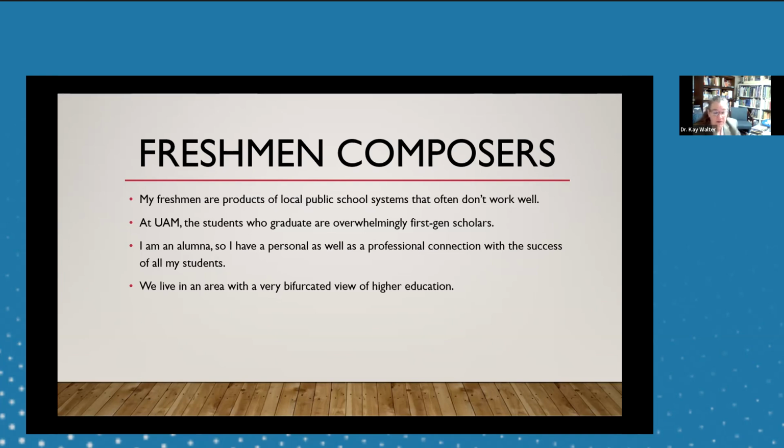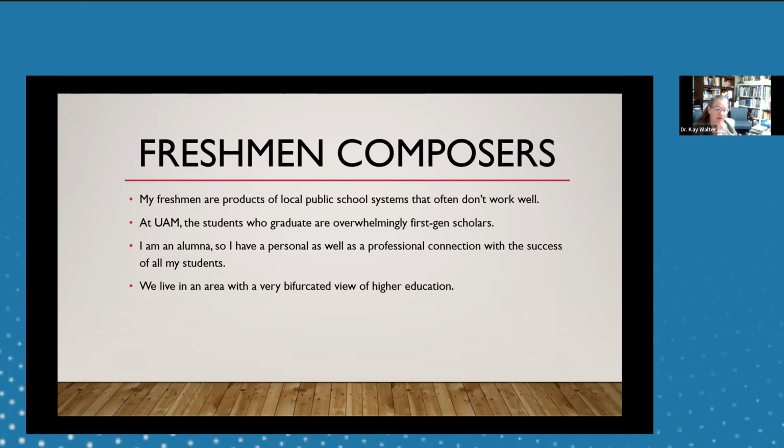Most of our graduates, between 50 and 75% of the graduates of our university, are first-generation scholars. And I'm an alumna, as I said, so I have this personal connection. Someone in nearly every family of students that I teach has a lifestyle that's based on a government sort of dole. They aspire to live on the check. And I fight that constantly because the biggest poverty I see in my students is a poverty of aspiration.